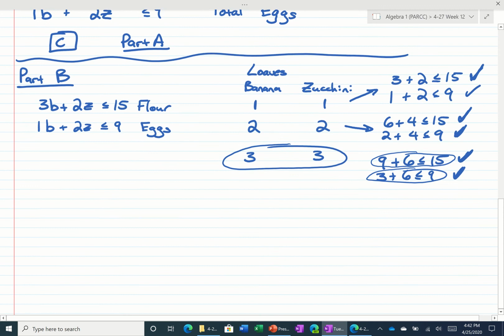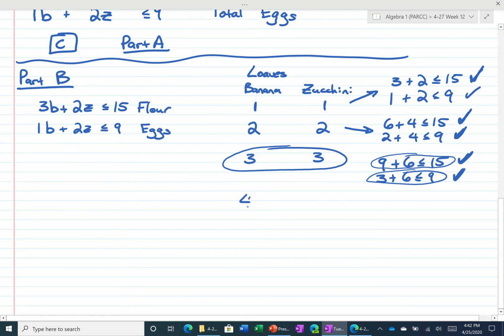And if you go over, let me show you what wouldn't work. Say if you tried 4 and 4, if you put 4 into the first inequality, you get 12 plus 8 is less than or equal to 15. Well, that doesn't make any sense. 12 plus 8 is 20. That's not less than 15. So there's no way it could be 4.